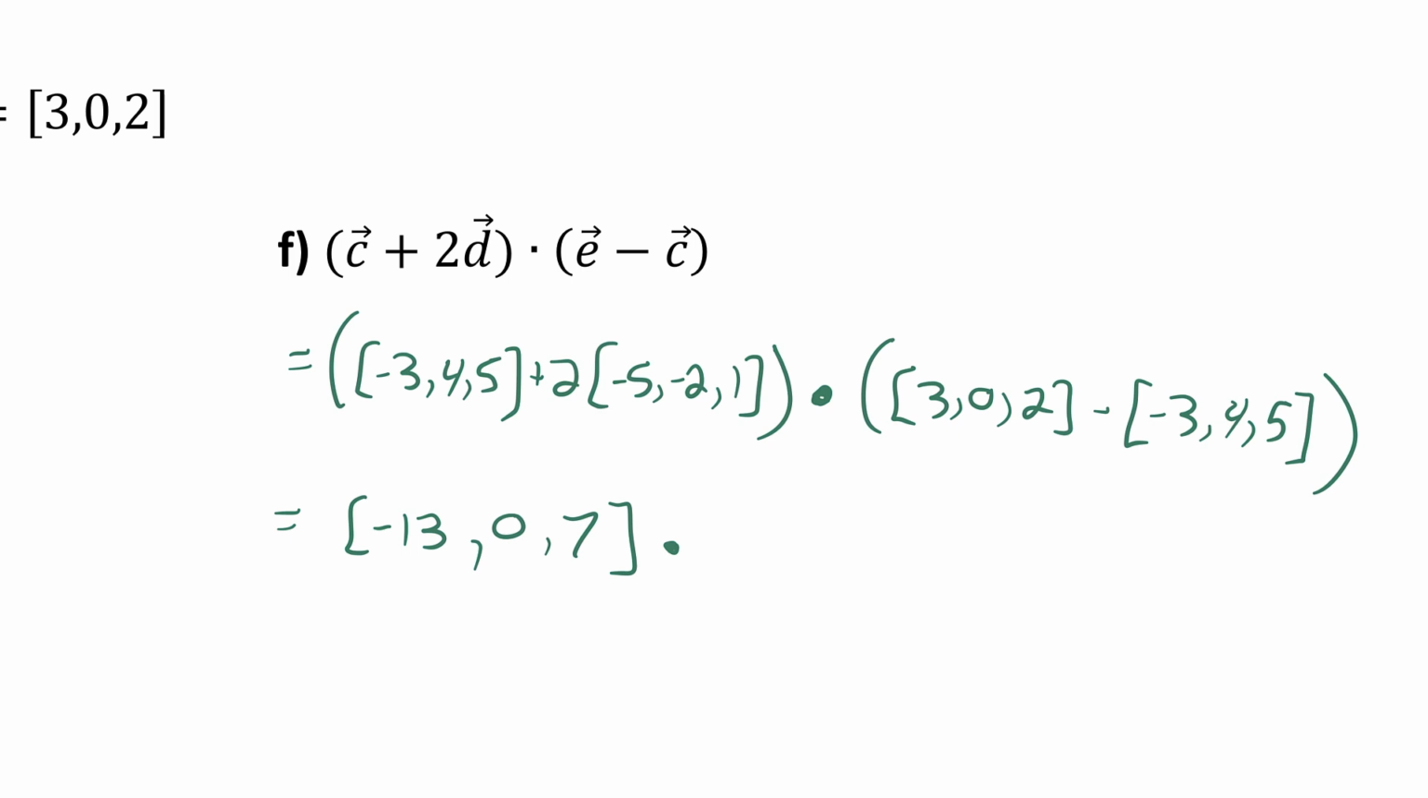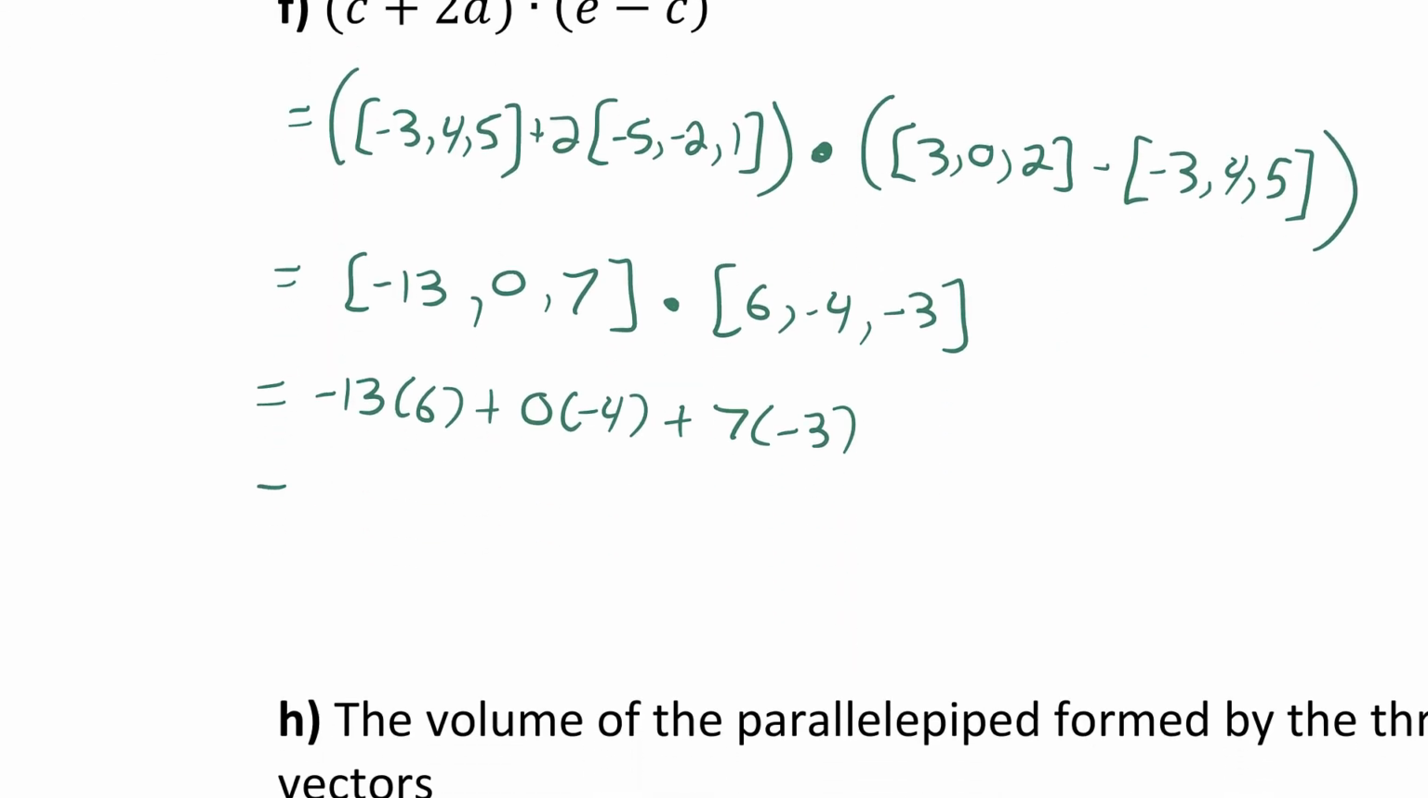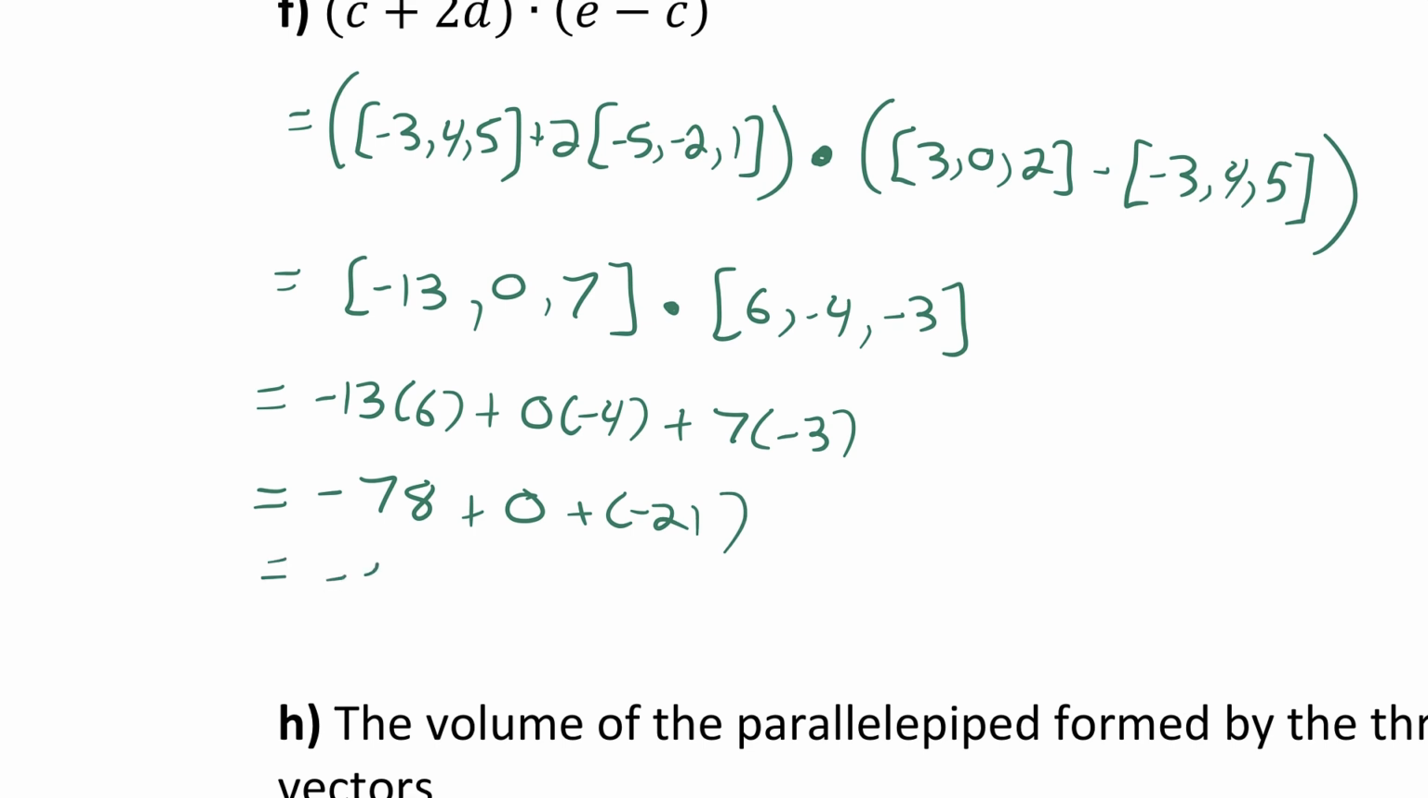I need to dot product that with 3 minus -3, which is 6, 0 minus 4, which is -4, and 2 minus 5, which is -3. And now when I do the dot product, I will multiply the x components, plus multiply the y components, plus multiply the z components. This gives me -13 times 6 is -78, plus 0 plus -21. So -78 plus -21 is -99.